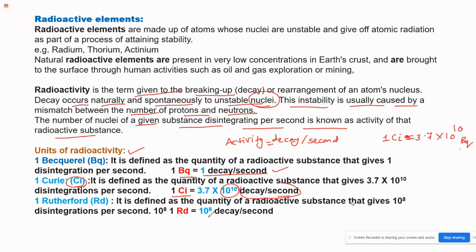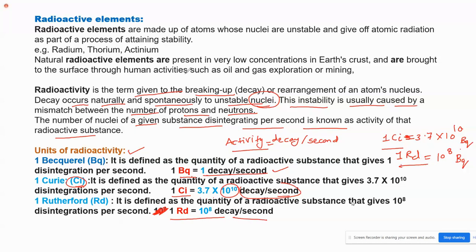1 Rutherford is given by 10 raised to 8 decays per second, right? 1 Rutherford is 10 raised to 8 decays per second. So 1 Rutherford in terms of becquerel will be 10 raised to 8 becquerel. Okay, so like this we can do conversions also. To measure how much decay has occurred, that activity is measured in these units: Curie, Rutherford, and becquerel. Okay.